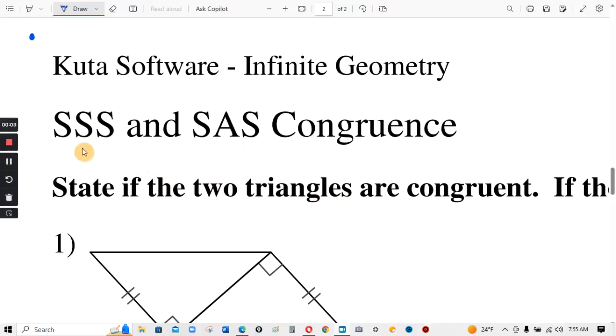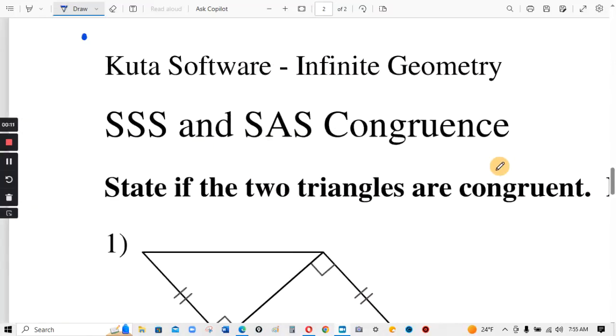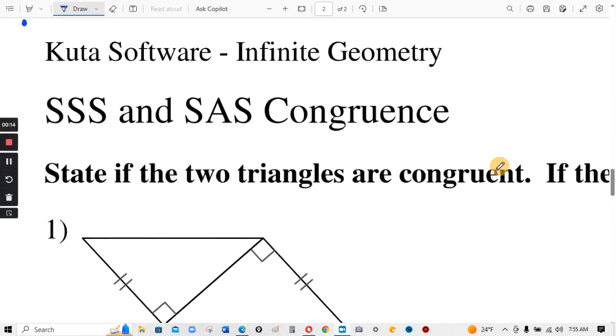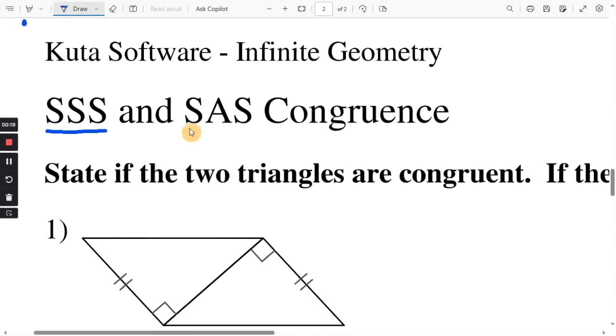Okay, this will be for the worksheet SSS and SAS congruence. They want us to state if the two triangles are congruent. If they are, state how you know. So the possible answers on this worksheet are going to be SSS or SAS, or if you can't prove it, you can just write not congruent. Okay, so we have three possible answers for this worksheet.